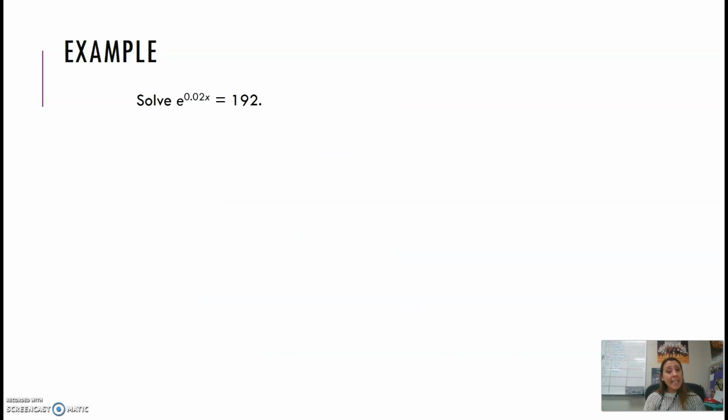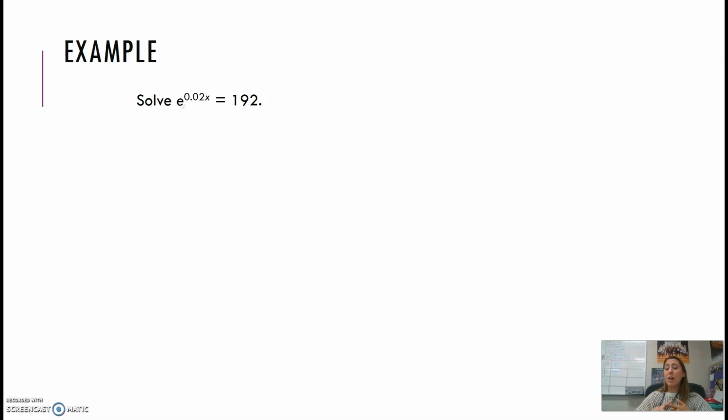Now we have e to the 0.02x is equal to 192. Well, I want to get rid of that e. Big thing we need to remember: e is not a variable, e is a number. E is a number just like pi is a number. So we need to remember that. E equals 2.718281828459045. If you hit second, and I think it's second in your division key, that'll say e, hit enter, you will get a number. So we need to remember that.